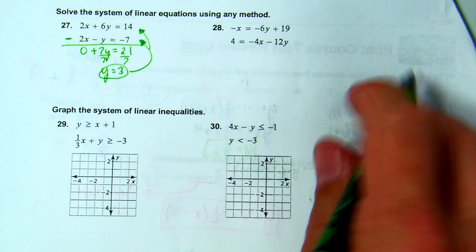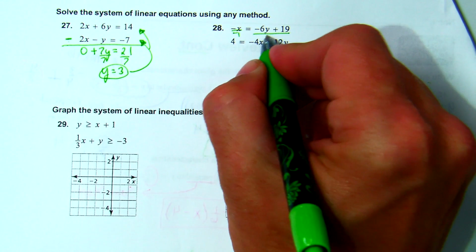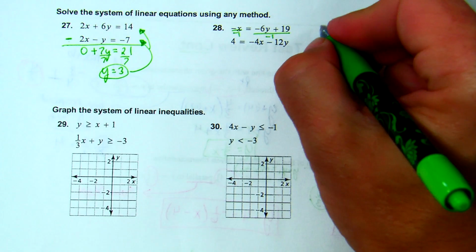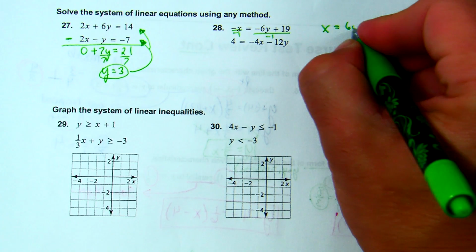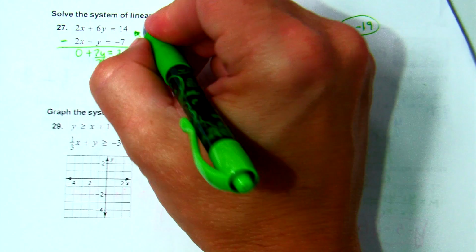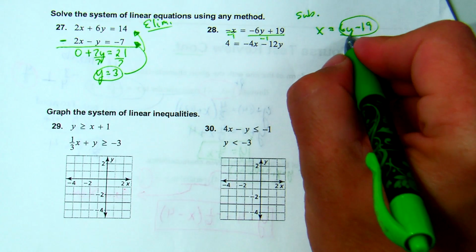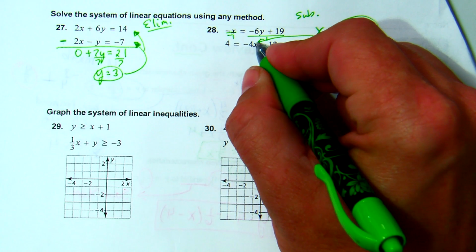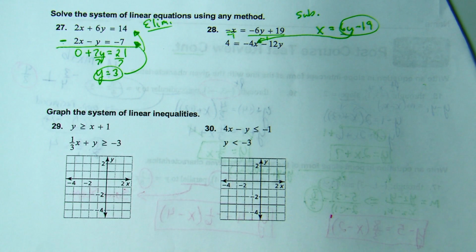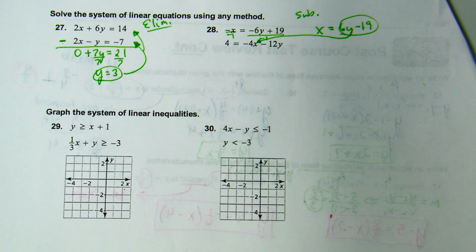Number 27. Number 28. I would need to divide this by -1 probably first. But divide that by -1, this whole side by -1, which means x is going to equal 6y minus 19. And then I'd probably take that and use substitution. So I used elimination on this one, but here I'd use substitution. I take that value for x and plug it in right there and solve for y, then find the value for y and come back and solve for x. Okay, so we've been doing some of these systems of equations already, so I'm not going to go through all of that right now in this particular review.